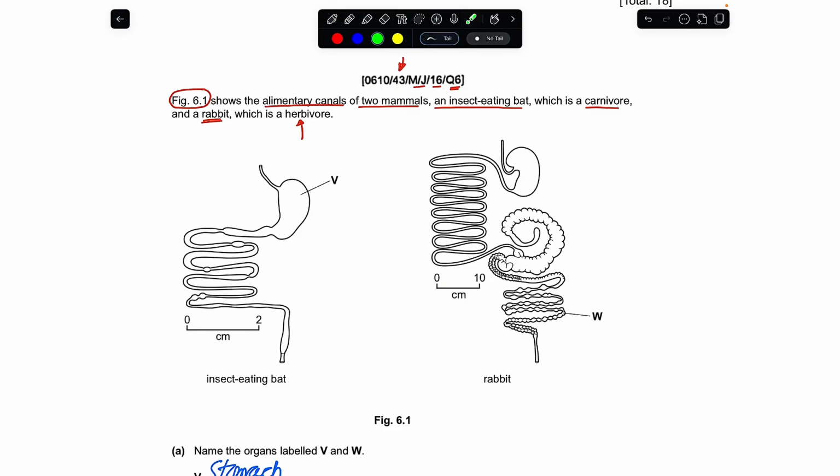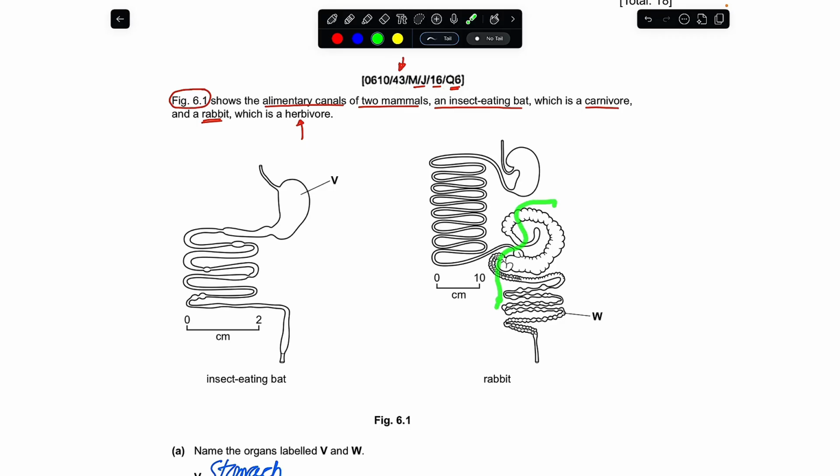So if you look at figure 6.1, here they have given you the insect-eating bat, and on my right-hand side, they have given you the rabbit. What we can see as clear identification is that this here is the esophagus, and this is the esophagus. This and this is the stomach. And immediately after the stomach, irrespective of the parts of the small intestine as duodenum, jejunum, and ileum, this part is the small intestine. And likewise, if you were to talk about the insect-eating bat, after the stomach, this part again would be the small intestine.